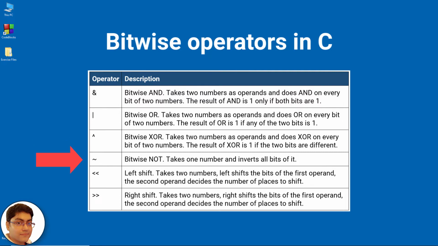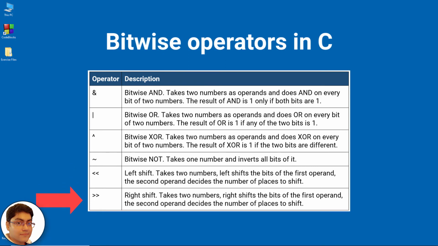Bitwise NOT takes one number and inverts all bits of it. Left shift takes two numbers, left shifts the bits of the first operand. The second operand decides the number of places to shift.